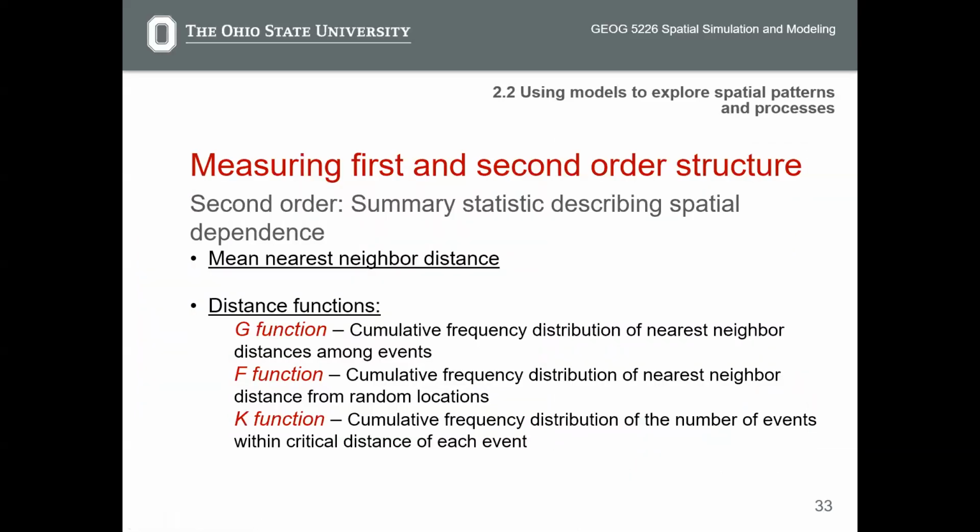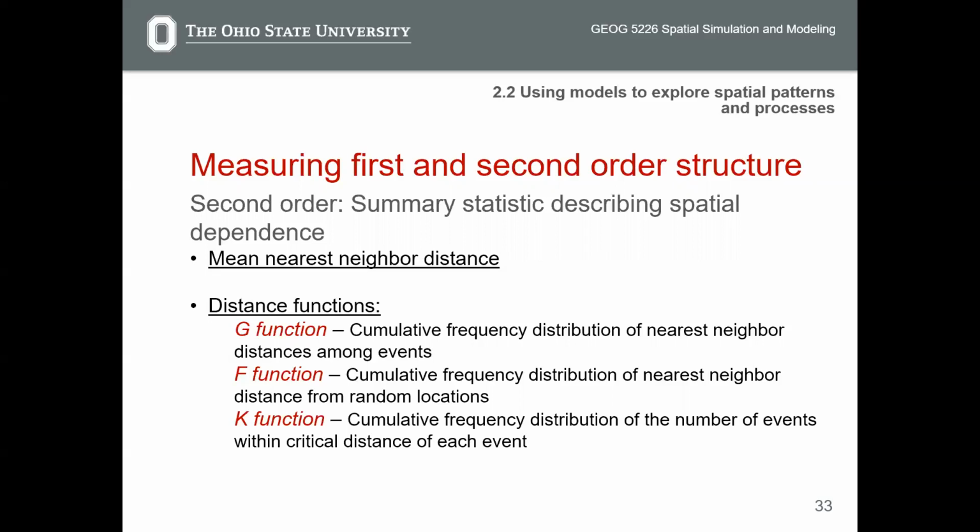And how about second order, right? First order is about global trend, the global spatial trend. Second order is a summary statistic describing spatial dependence. The special part about second order is that locations of events are affected by locations of other events, or simply, locations of events are affected by other events, right? Typical methods include mean nearest neighbor distance and a lot of other distance functions, G function, F function, and K function.